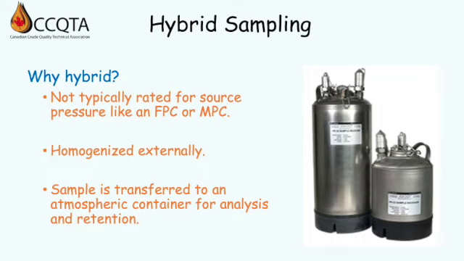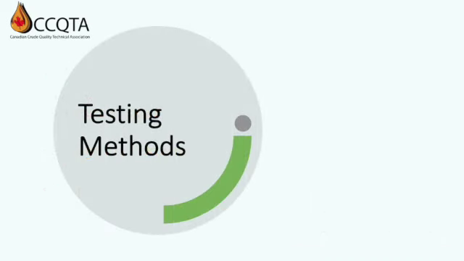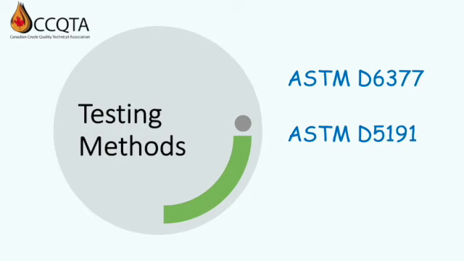Now let's move on to testing methods. There are several methods that are used for vapor pressure measurement. The most common of these are ASTM D6377, which reports as VPCRX at Y temperature. ASTM D5191, which reports as the RVPE or RVP equivalent. And ASTM D323, which is the original Reid vapor pressure method.